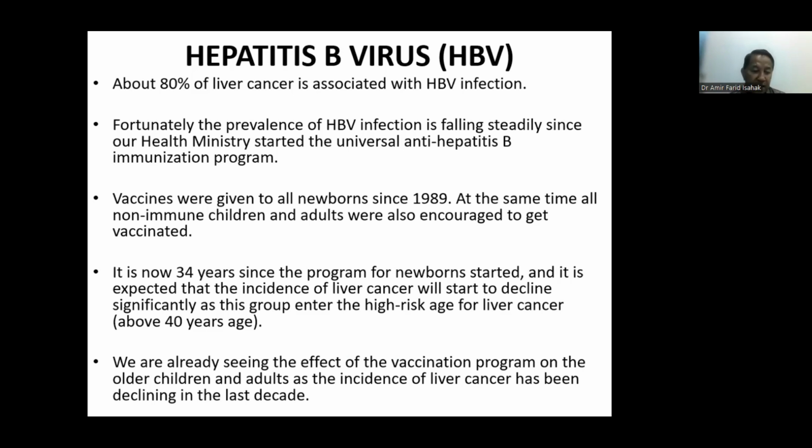Now, it is 34 years since the program for newborns started, and it is expected that the incidence of liver cancer will start to decline significantly as this group enters the high-risk age group for liver cancer, which is above 40 years of age. We are already seeing the effect of the vaccination program on the older children and adults, as the incidence of liver cancer has been declining in the last decade.